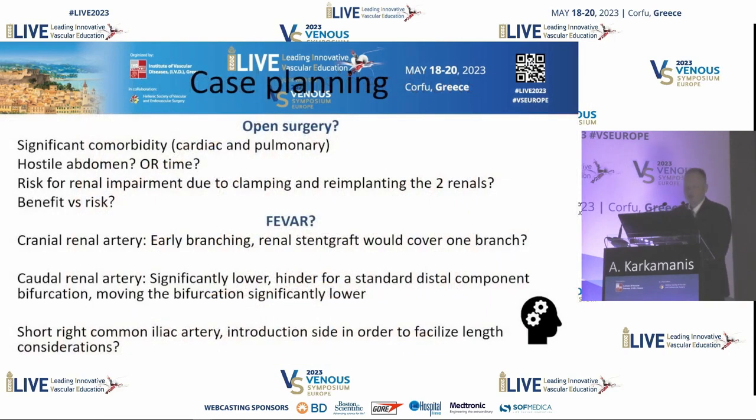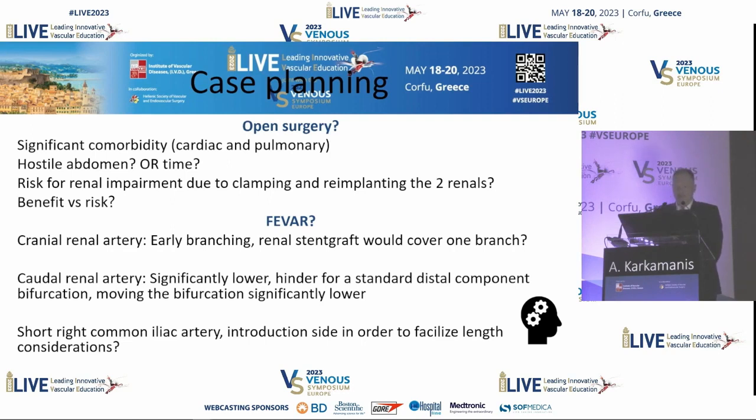So we did the case planning. We were discussing open surgery. We thought that his significant comorbidity, together with 2 or 3 laparotomies that he had after the nephrectomy, would make the abdomen hostile. We were discussing the renal impairment when we would do the clamping. So we opted for a FEVAR solution.